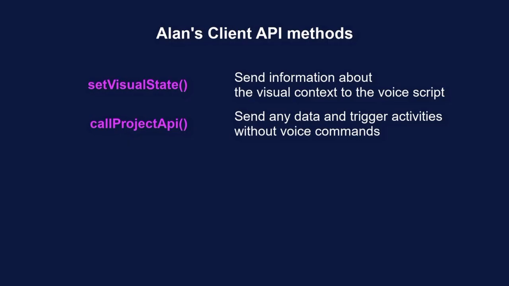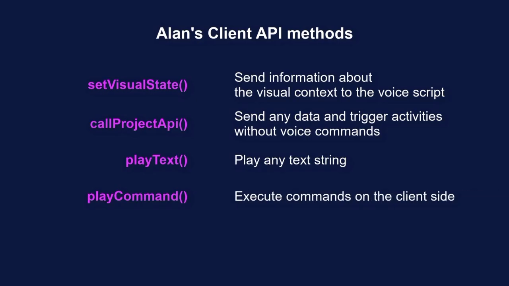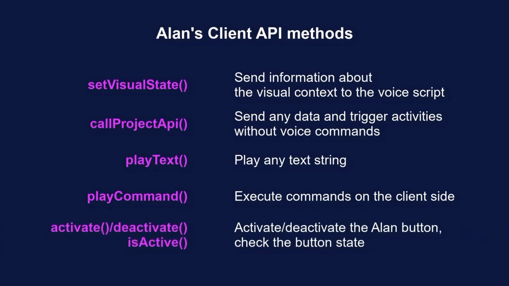Other client API methods include the playText method, which lets you play any text string on the application side. The playCommand method. You've learned how to send commands from the voice script to the application. With playCommand, you can execute these commands in your app. The activate method. Activate the Alan button programmatically without having the user tap on the voice assistant button. The opposite method is deactivate, which lets you deactivate the voice assistant button. And finally, the isActive method lets you check the Alan button state.